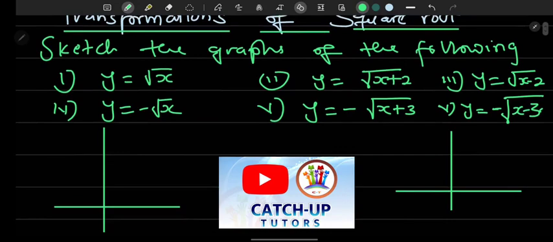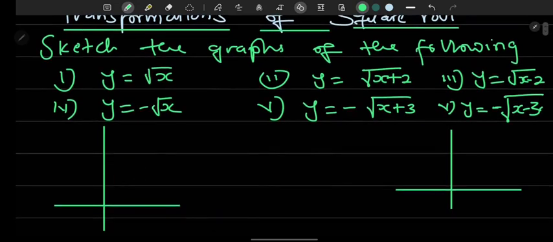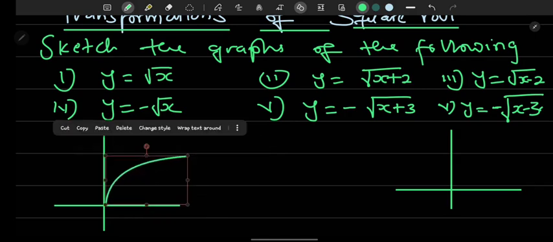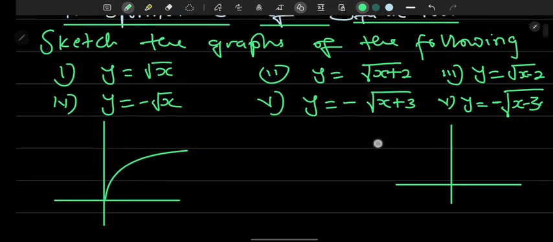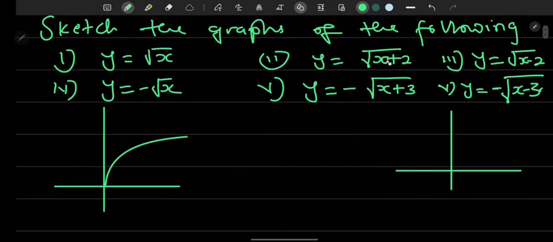From the parent function, we have y equals square root of x. This is the graph of y equals square root of x. Then for square root of x plus 2, the only difference is that the plus 2 implies 2 units to the left.